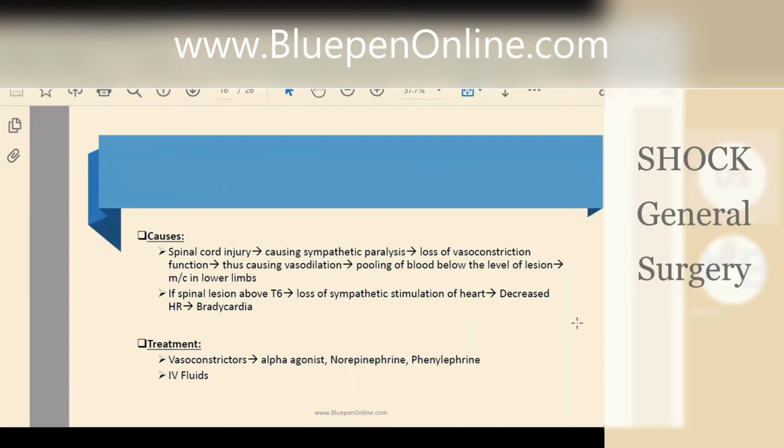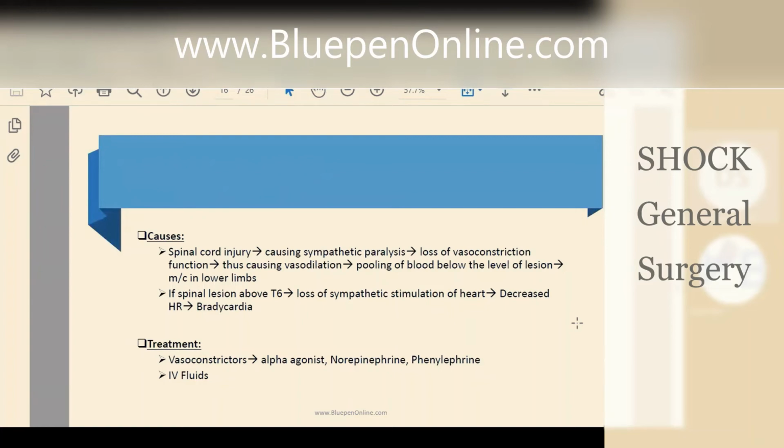So then what happens if the lesion is above T6? Sorry, earlier I said below, but it is above T6. There will be loss of sympathetic stimulation of the heart, and when there is loss of sympathetic stimulation, there won't be vasoconstriction. There will be only parasympathetic stimulation, and this will cause vasodilatation. This vasodilatation will cause decreased blood supply to the heart and decreased contraction, and there will be decreased heart rate, which causes bradycardia also.